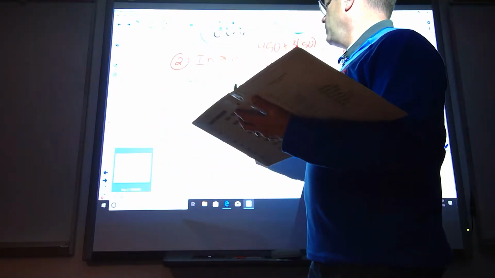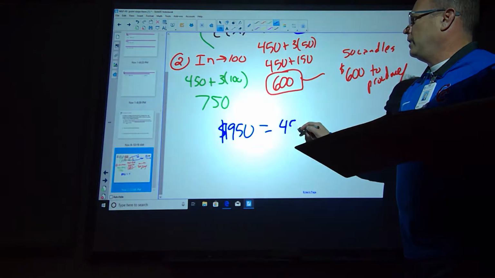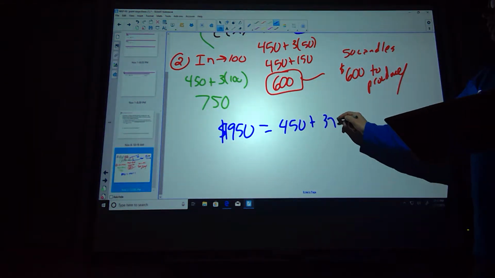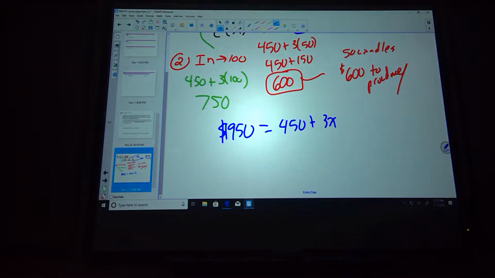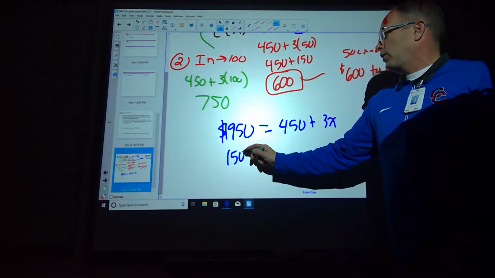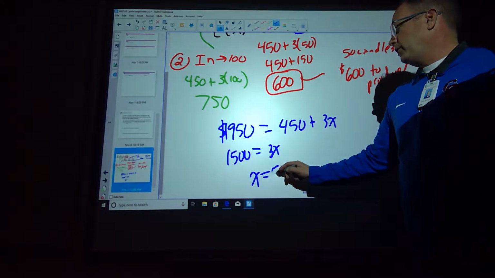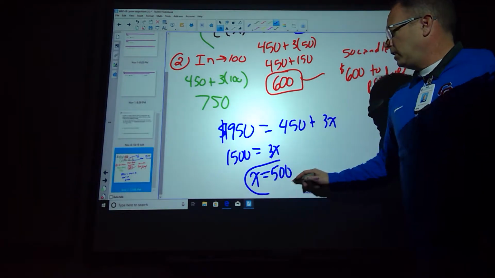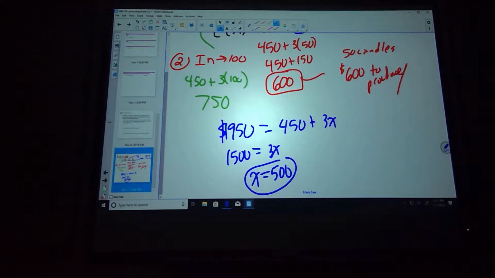They say it's going to cost $1,950 to produce something. So I'm going to set that equal to 450 plus 3x. Does that make sense so far? So I'm going to subtract 450. This is going to be 1,500 if I subtract 450 from it, equals 3x. So x is equal to 500. That means if it cost $1,950, you'd get 500 candles out of the deal.